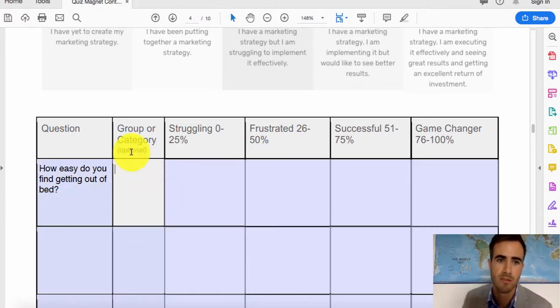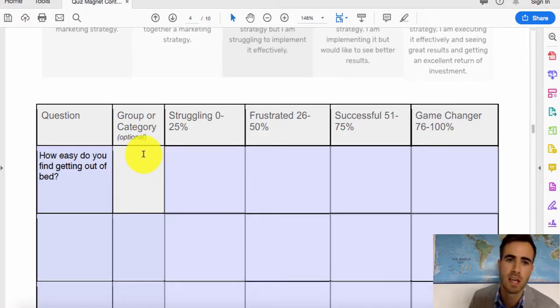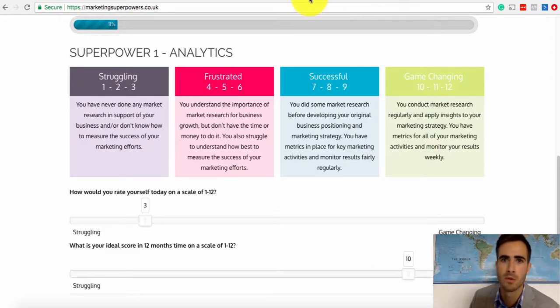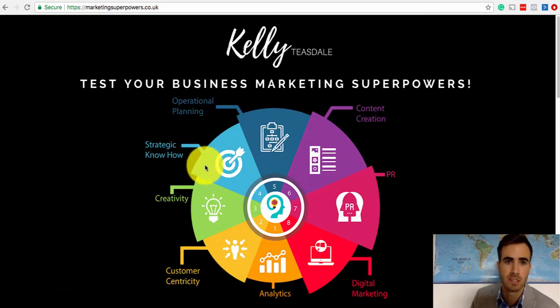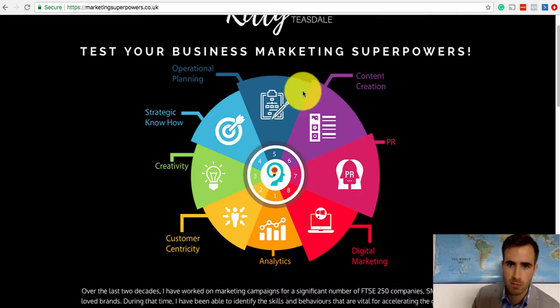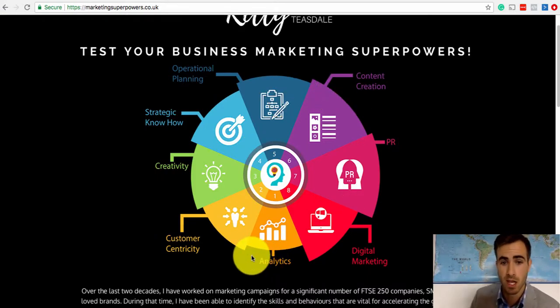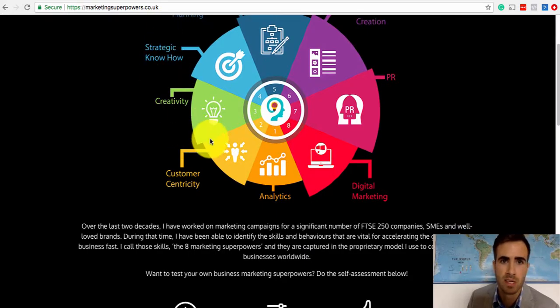Then we can have an optional section here, very much optional, it's up to you, which can be a group or category. Now this is if I want to do, say, 10 questions and have 5 categories, so 2 questions per category. This is particularly relevant with this one here, Kelly Teasdale, who has broken up her business and the way that she helps people into 8 different sections.